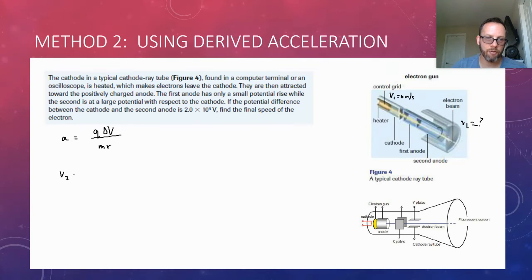This will be our starting point: v2 squared equals v1 squared plus 2a delta d. Now, if you're worried that there are two things we don't know in there, you are right, but check this out. v1 is 0, gone. Look what we know for a: a is q delta V divided by m r. But what's delta d here? Well, delta d is just the distance that the electron travels between the two parallel plates. So that's actually just the plate separation. So delta d we can replace with r.